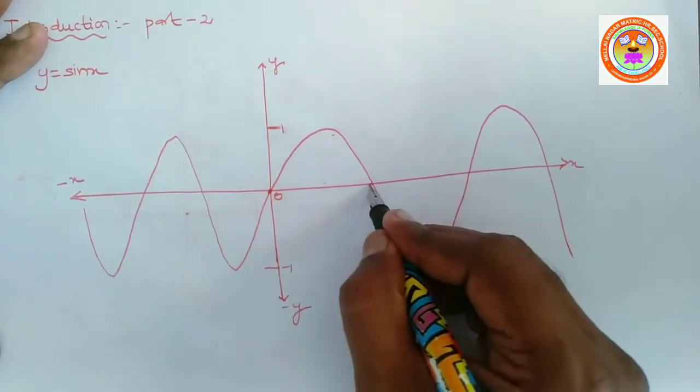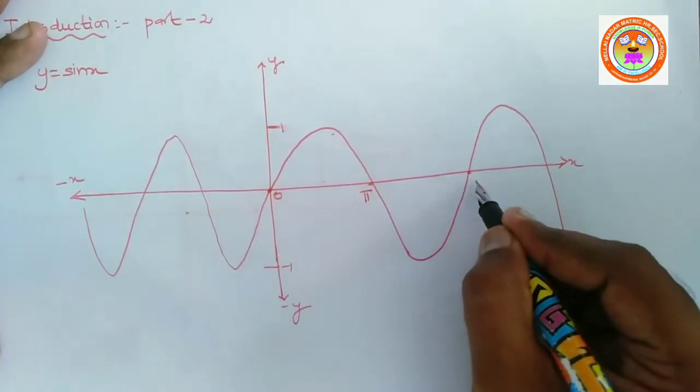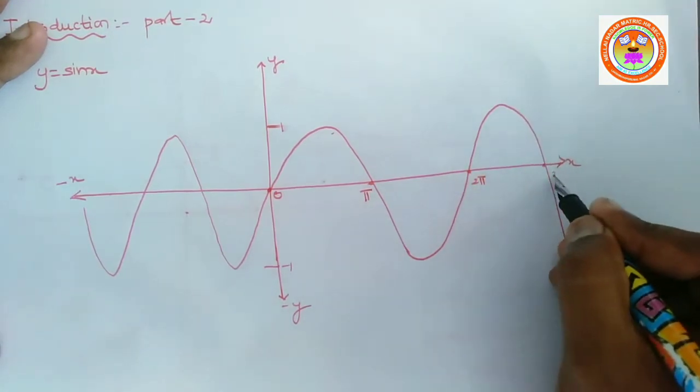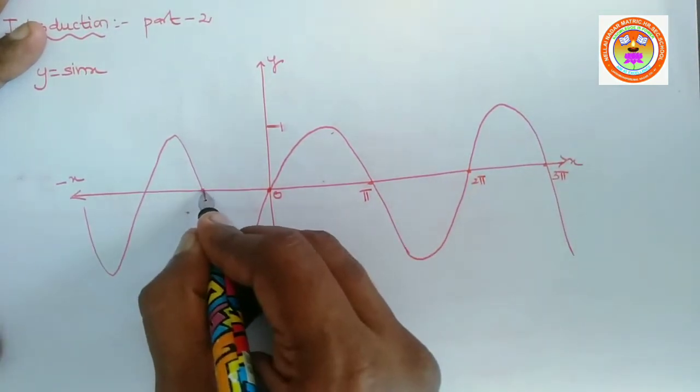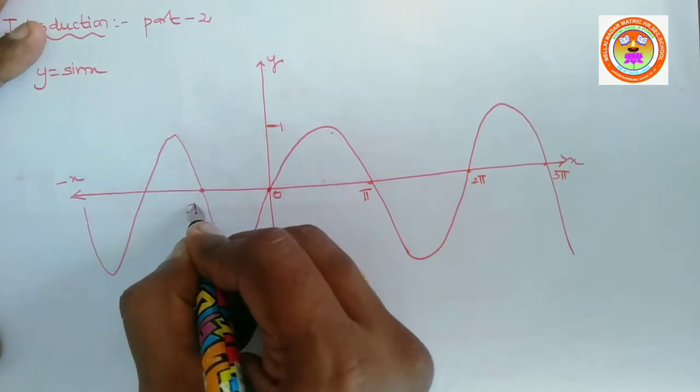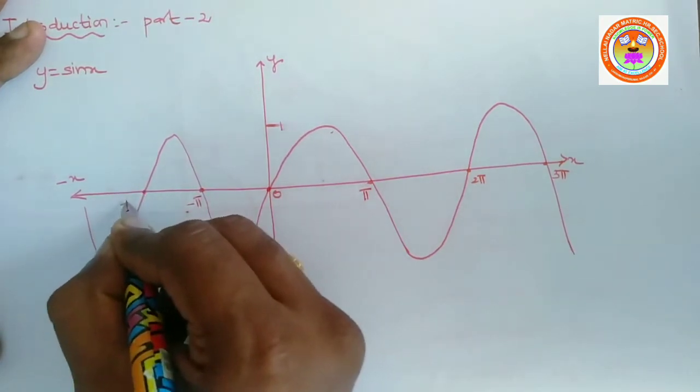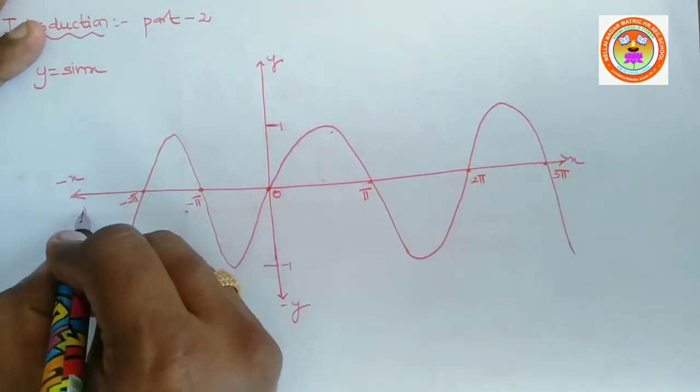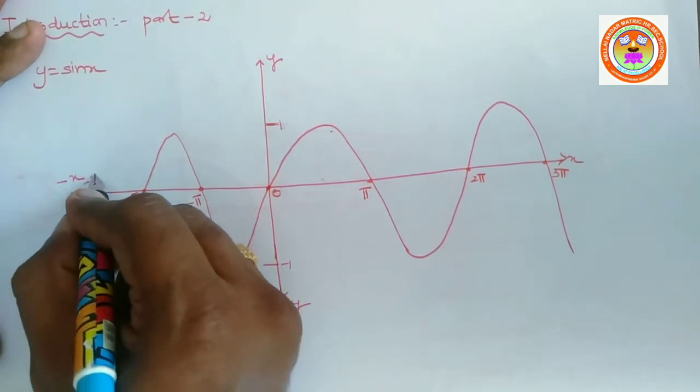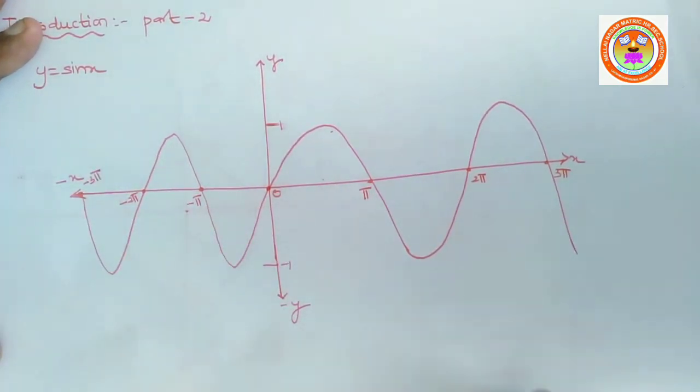This is 0, this will be pi, this will be 2 pi, this will be 3 pi. On the other side, this will be minus pi, minus 2 pi. There is no space, so if you want, you can cut here. This will be minus 3 pi.